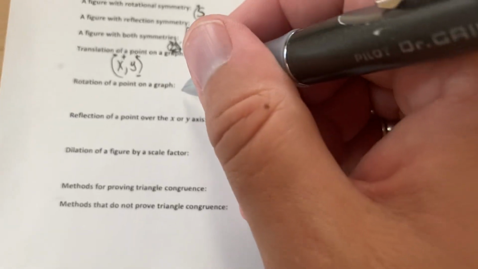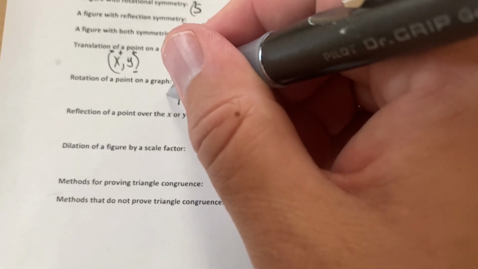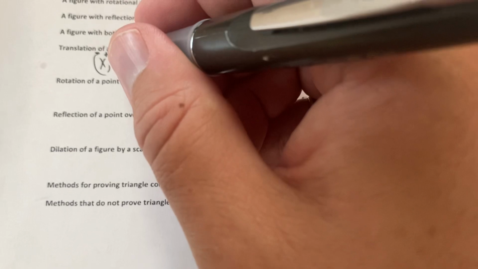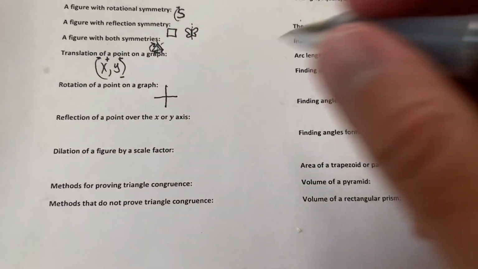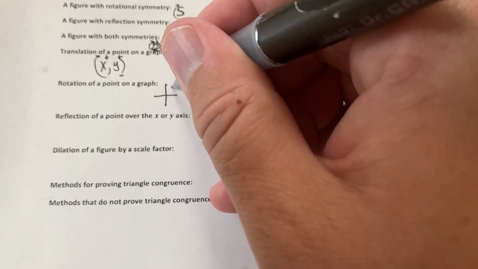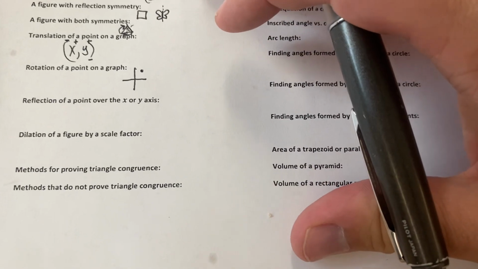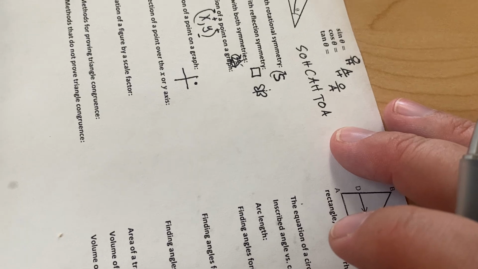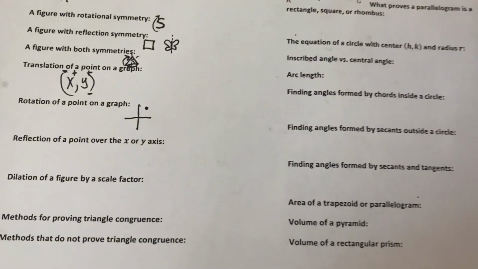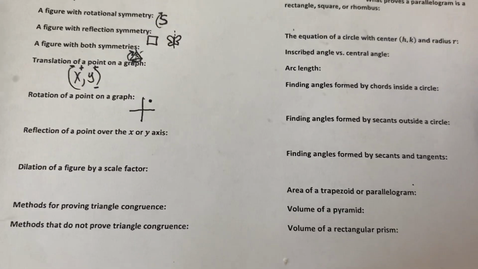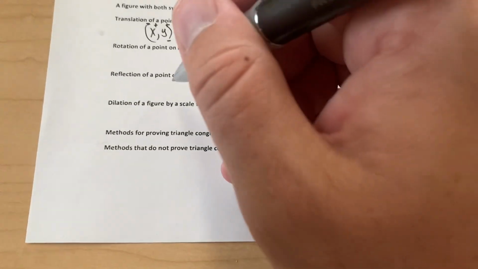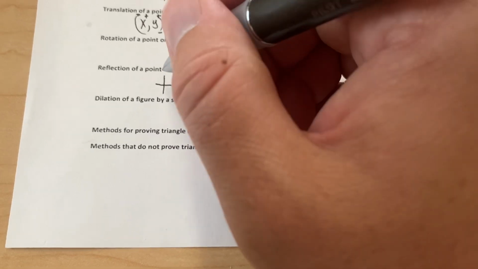Rotation of a point on the graph, here's what I would do. There's a whole formula about like you can take x, y, and apply the different things, but what I would do is just draw it and then go ahead and rotate your entire graph like that so that you can see what's going on. And then recount that point. Reflection of a point over the x or y axis. Again, it's easiest to just think about it.